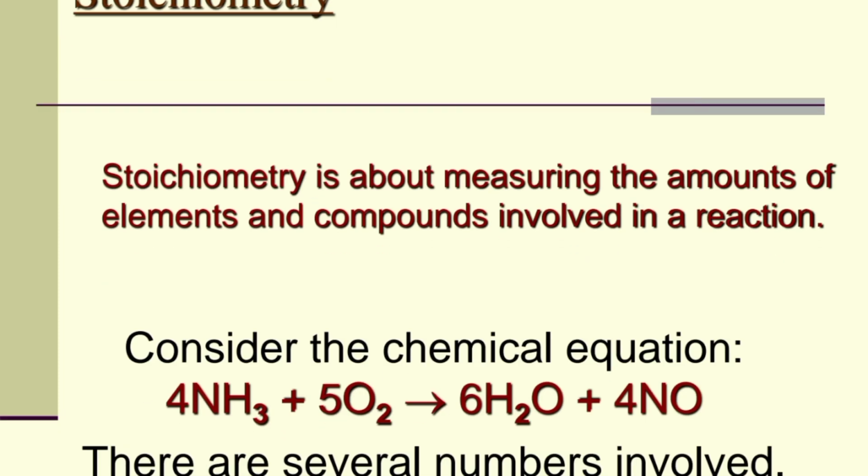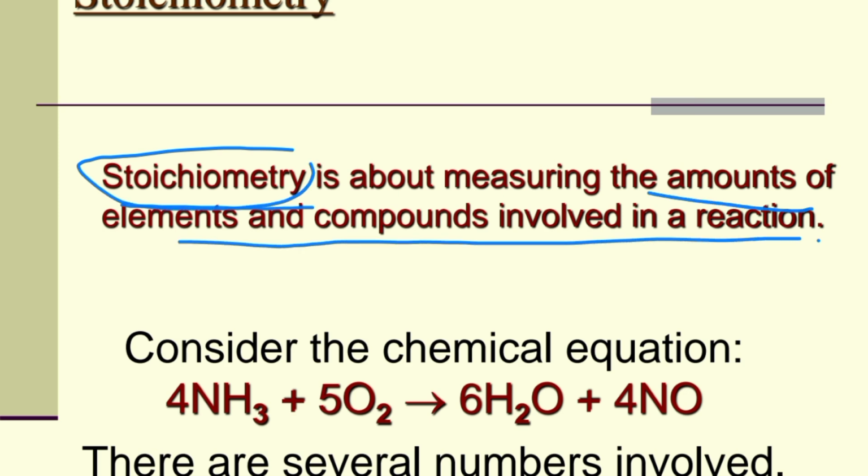First of all, you need to understand the definition. Stoichiometry is about measuring the amounts of elements and compounds involved in a chemical reaction. You have to be clear about its meaning.